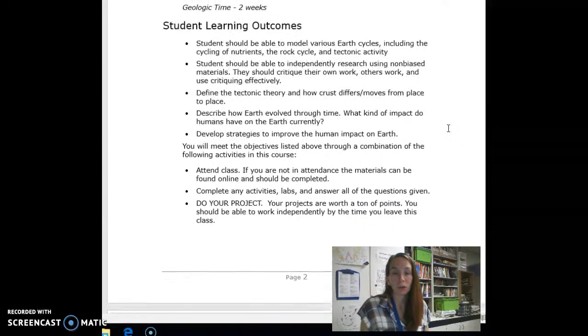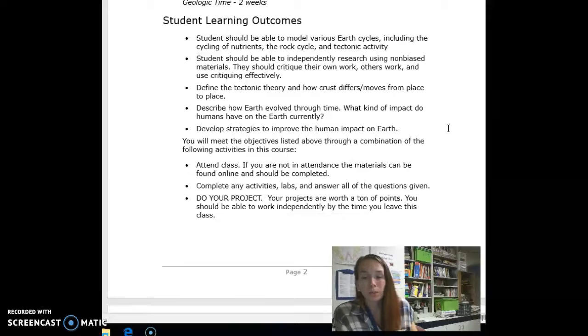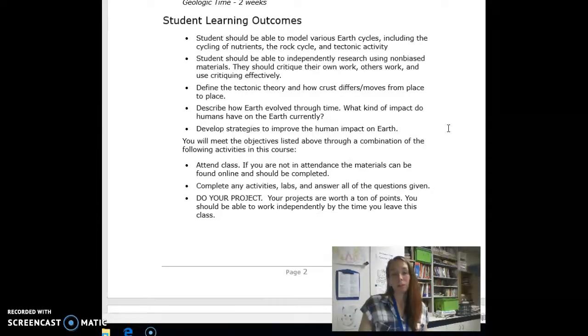Your outcomes are outlined right here. So things that you should be able to do by the end of the semester, basic stuff, starting with modeling various earth cycles, including nutrients, the rock cycle, and tectonic activity, being able to do independent research, and I'll talk a little bit about that research here in a second. Defining the tectonic theory and how crust differs from place to place, looking at how Earth evolved through time, that includes life on Earth, and then strategies to help improve the human impact on Earth, and developing those.